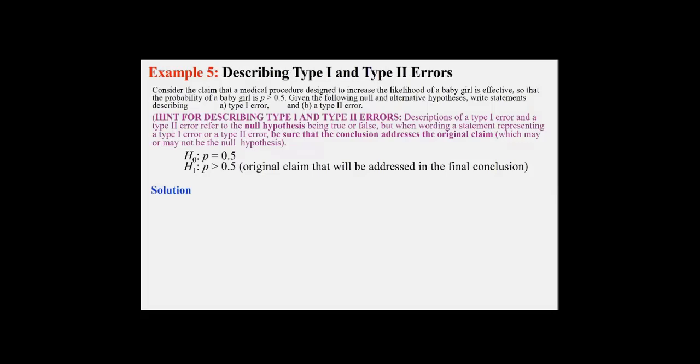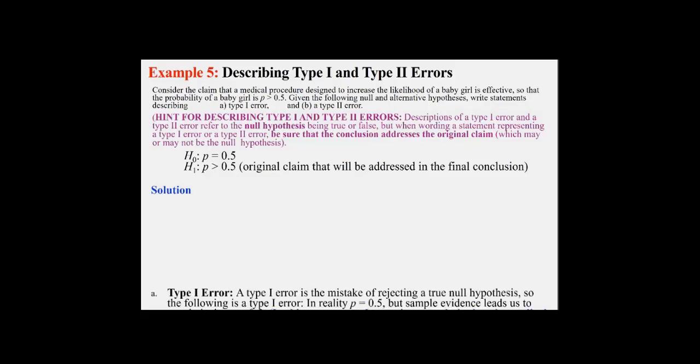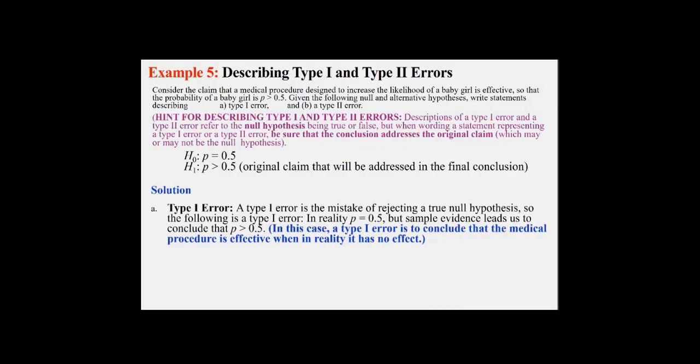With the test of hypothesis, symbolically we represent H0 and H1, and then for the explanation we can do the write-up. So what would be type 1 error? Remember, what is type 1 error? Rejecting the true null hypothesis. So with that being the case, we should be able to recognize the type 1 error. A type 1 error is the mistake of rejecting a true null hypothesis, so the following is a type 1 error. In reality, P is equal to 0.5, but sample evidence leads us to conclude that P is greater than 0.5. In this case, a type 1 error is to conclude that the medical procedure is effective when in reality it has no effect.